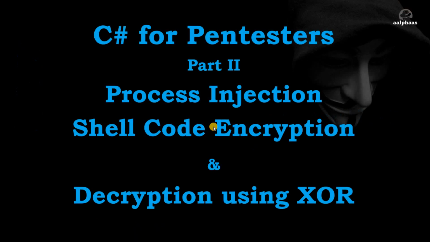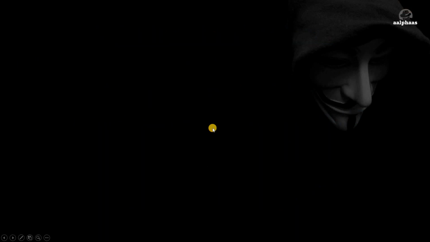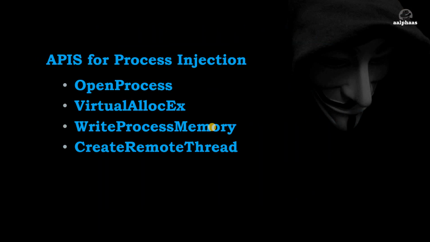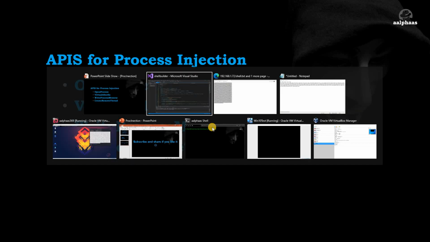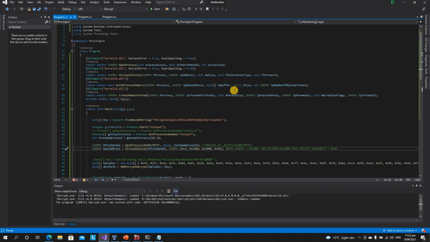For doing the process injection, we are going to make use of four APIs: OpenProcess, VirtualAllocEx, WriteProcessMemory, and CreateRemoteThread. I will explain this with the help of code. It's basically just a high-level explanation I can give you.